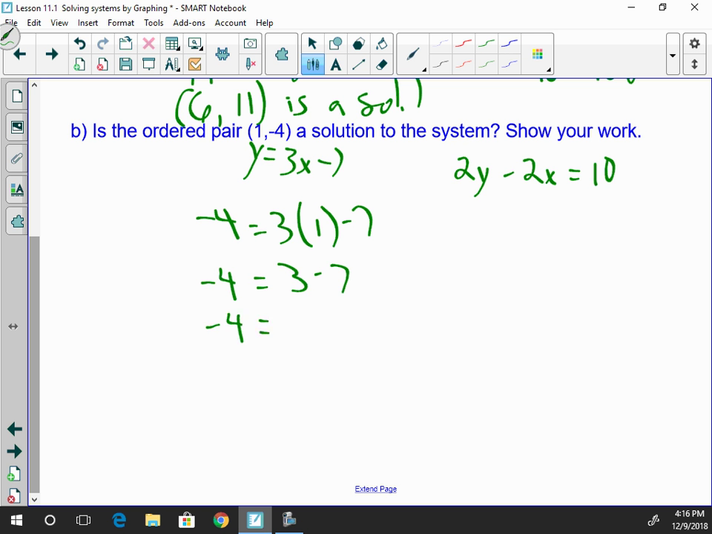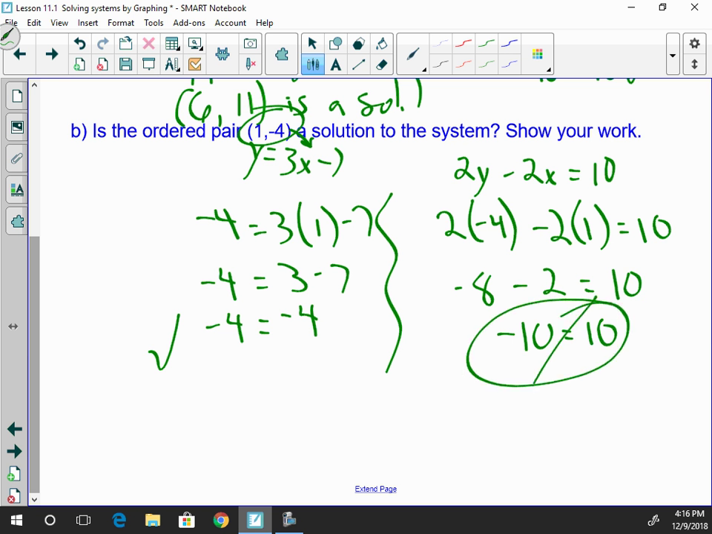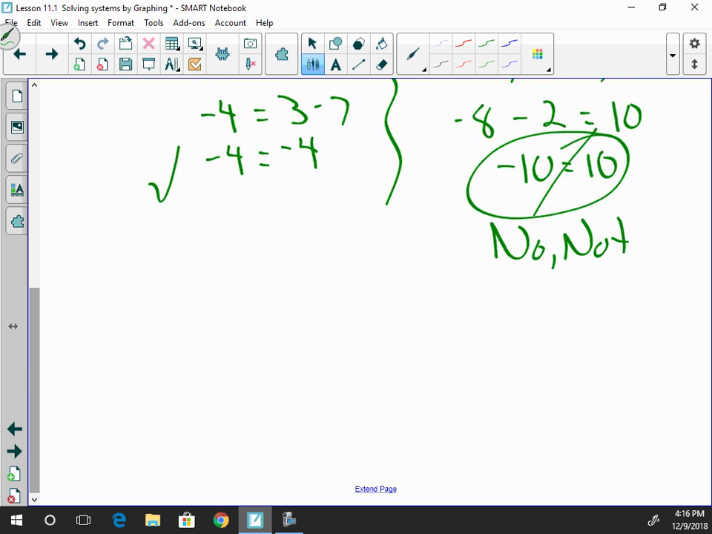Okay, so I get negative 4 is equal to 3 times 1 is 3 minus 7. And so far it looks like 3 minus 7 is negative 4, so this point is actually on that same line up there. So far it's looking like we might have 2 solutions for this. Let's see if it works out for the other one. It's 2 times negative 4 for y, minus 2 times 1 for x is equal to 10. 2 times negative 4 is negative 8, minus 2 times 1, which is 2, is equal to 10, and I get negative 10 is equal to 10. So actually, that's not true. So we would say no, not a solution.